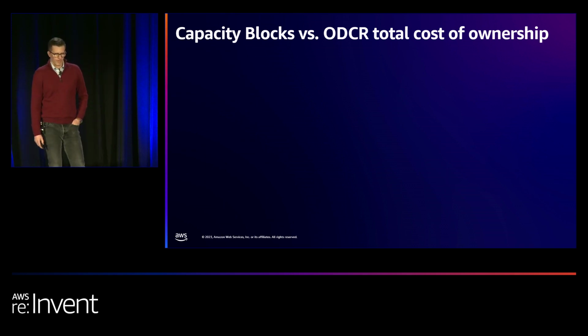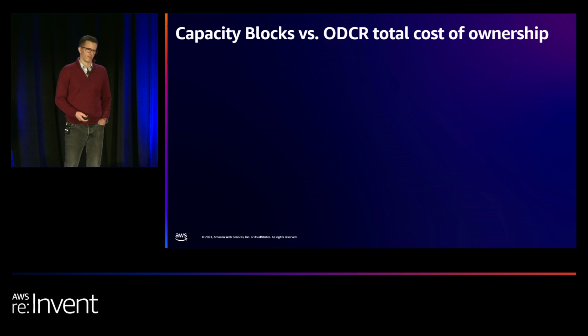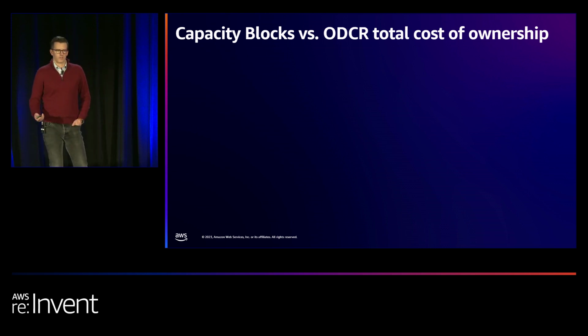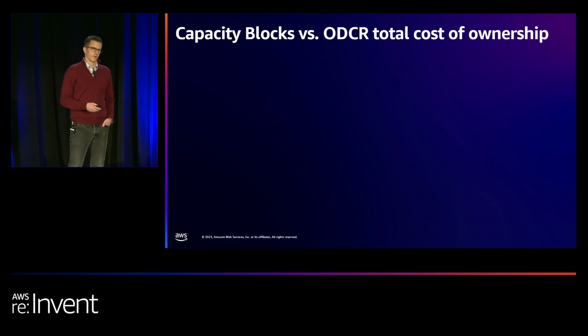So I want to quickly look at how the cost of Capacity Blocks can compare to ODCRs for a few different usage patterns. As a baseline, we'll take a look at how much it would cost to use a single P5 instance over the course of a year. And for this exercise, I'm just going to assume that Capacity Blocks prices, although they're dynamic, average around the on-demand rate for P5 instances. And based on today's prices for Capacity Blocks, that's somewhat conservative. But we'll just use that as an assumption here.